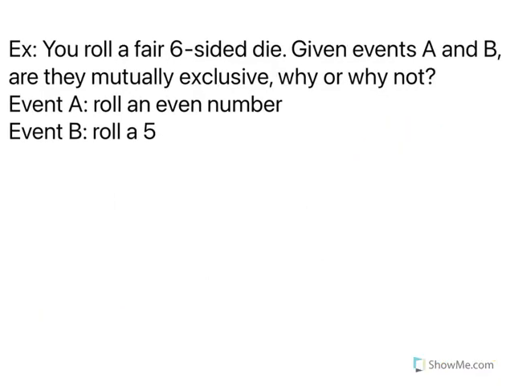Let's look at the next one. Again, you roll a fair 6-sided die. Given events A and B, are they mutually exclusive? Why or why not? In event A, we're rolling an even number. Well, even numbers: 2, 4, 6. Event B, you roll a 5.